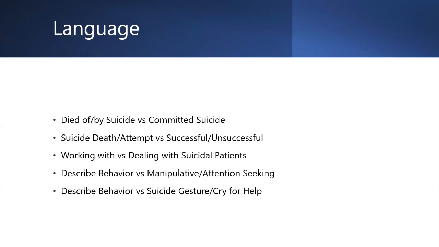When speaking about suicide, the language used plays a big role in the stigma behind it. You want to use terms and phrases appropriate to the weight of the subject. For example, you want to say died by suicide versus committed suicide. Suicide death or attempt versus saying successful or unsuccessful. Working with versus dealing with suicidal patients. When describing the behavior, do not describe it as being attention seeking or a cry for help.